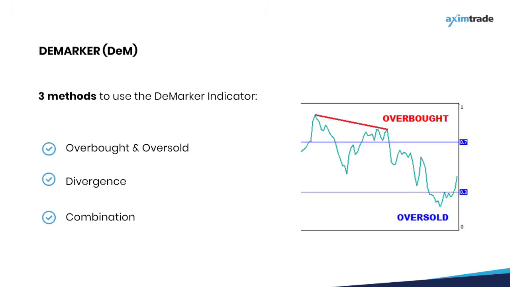Now let's look at how to use the DeMarker indicator in trading. There are 3 methods in which traders can use the DeMarker indicator during trading. They are identifying the extremes in the DeMarker by going long when the market is oversold and going short when the market is overbought. Second, identifying the divergence between the DeMarker indicator and the market. Third, using the DeMarker in combination with a trend indicator. Let's look one by one in detail at how to use them.